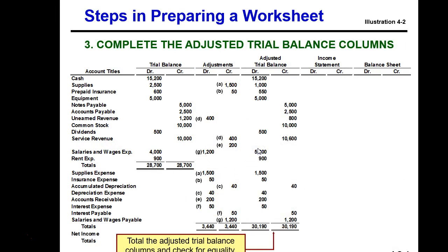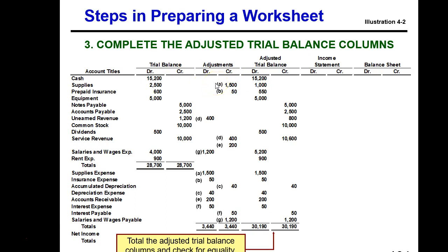Next, you have the adjusted trial balance, which is just a combination of the first two categories. It shows each account balance after we have made the required adjustments at the end of the accounting period. So for those accounts that were not adjusted, meaning there's no amount shown in the adjustment section, take the amount from the trial balance, bring it over to the adjusted trial balance.